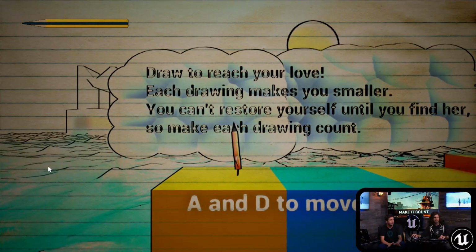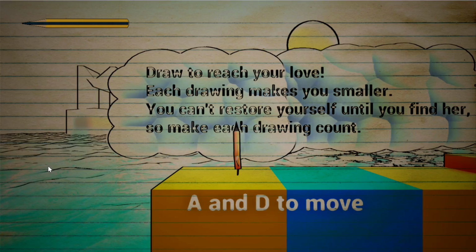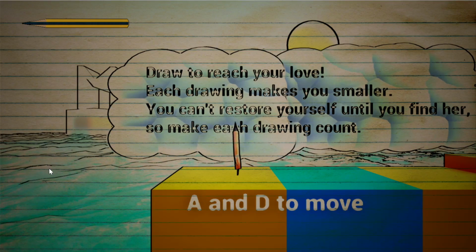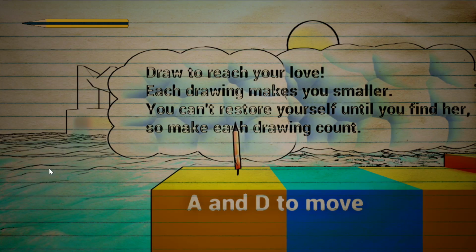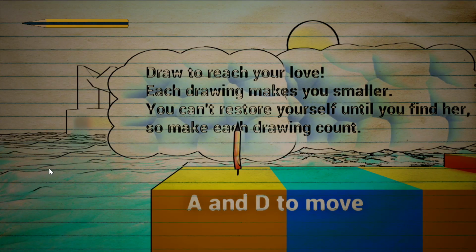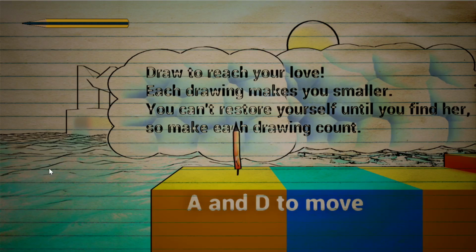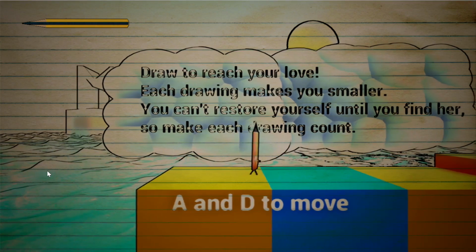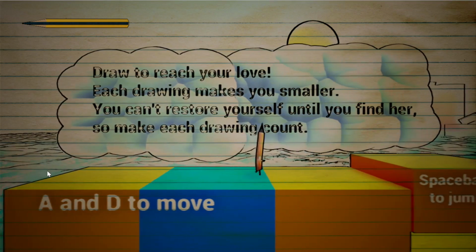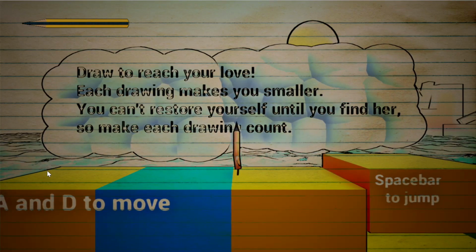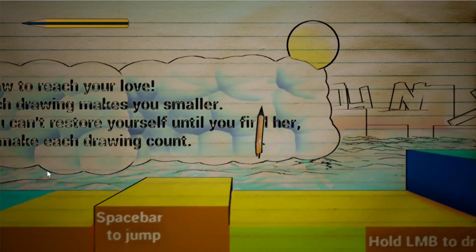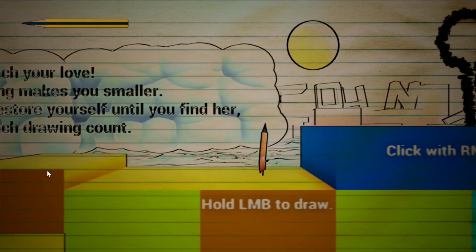And the game should be self-explanatory. Draw to reach your love. Each drawing makes you smaller. You can't restore yourself until you find her. So make each drawing count. Ooh, that is a really cool, super cool concept. Okay. Oh, look at that. Spacebar to jump. All right, I like it. It'd be funny if this came in number 2.